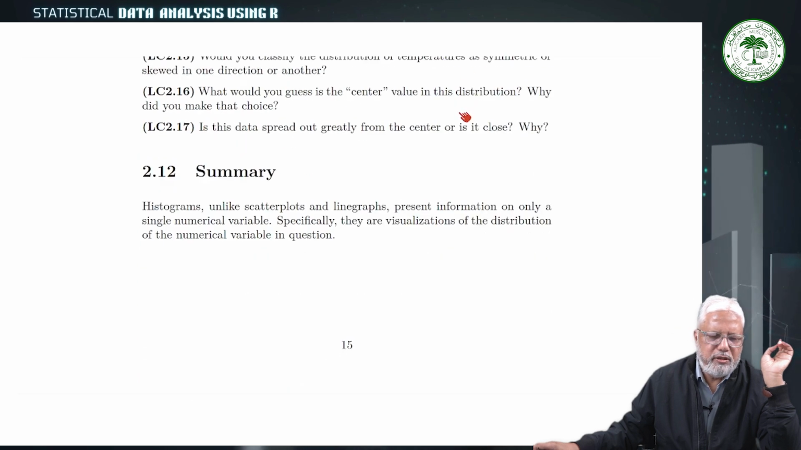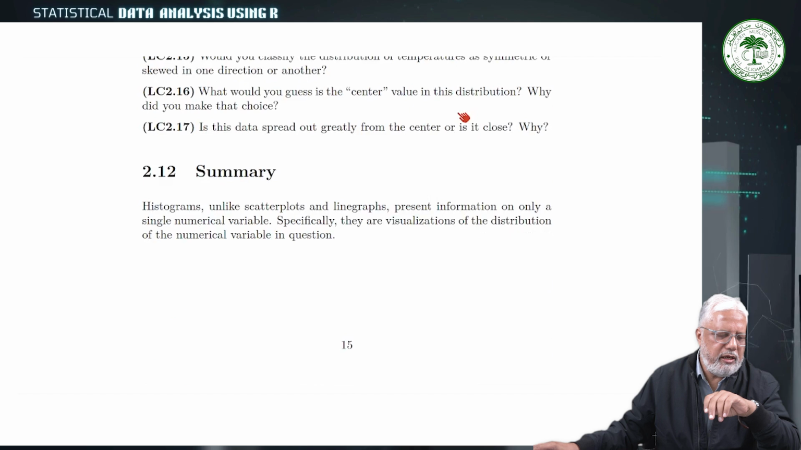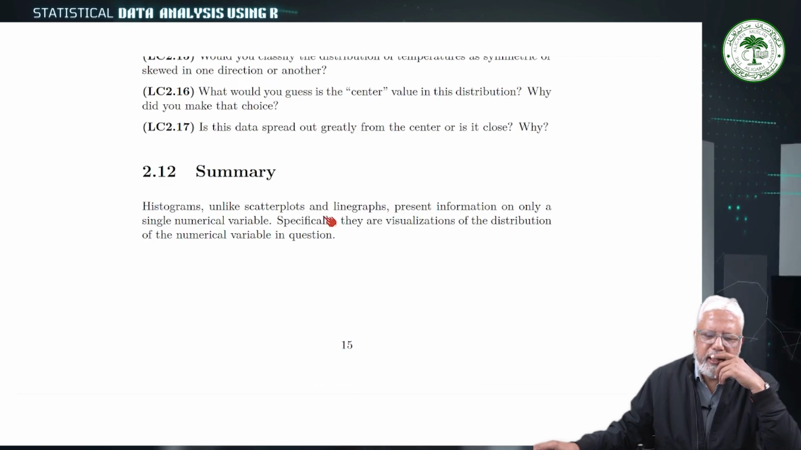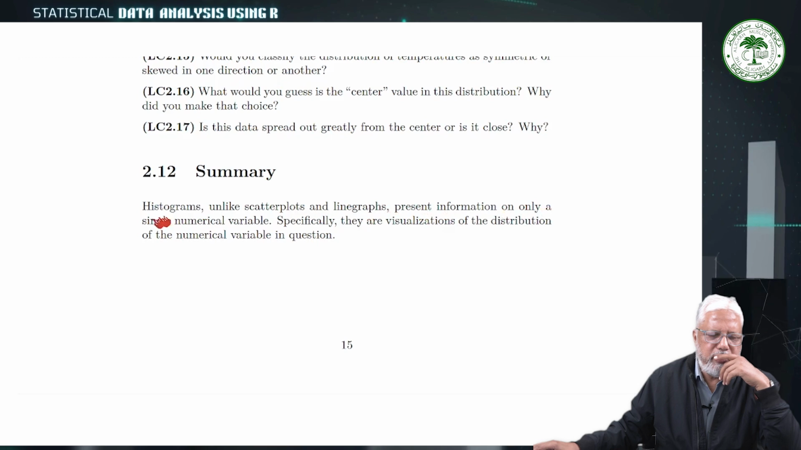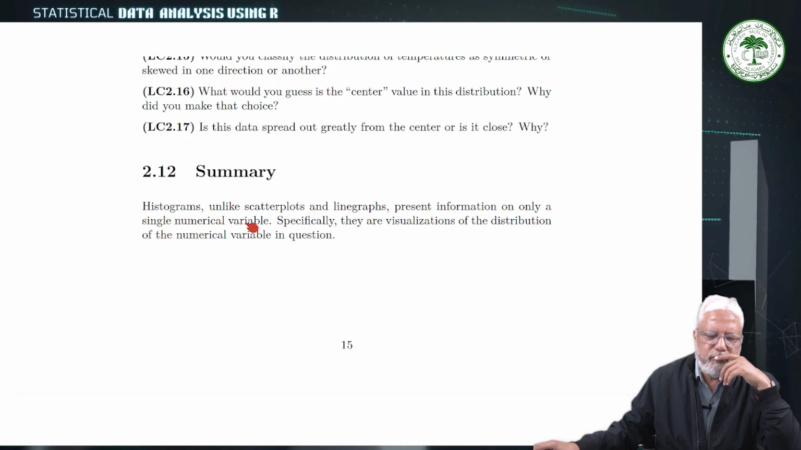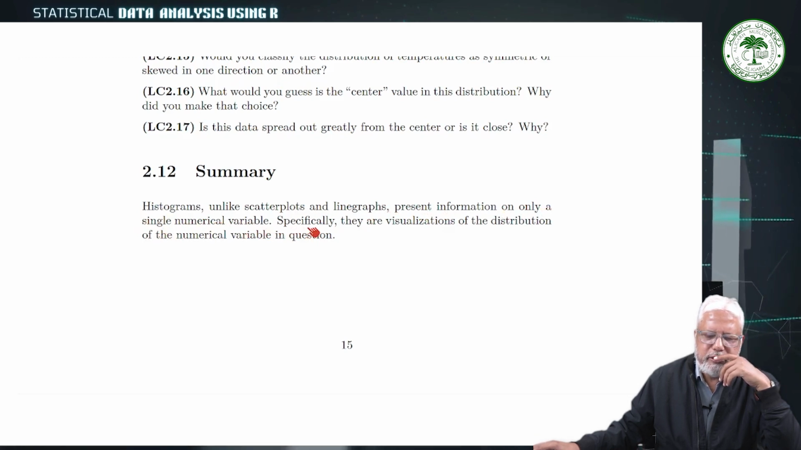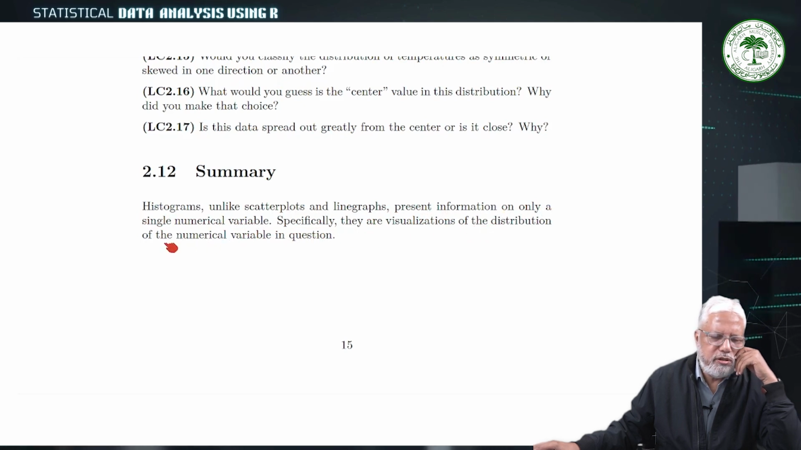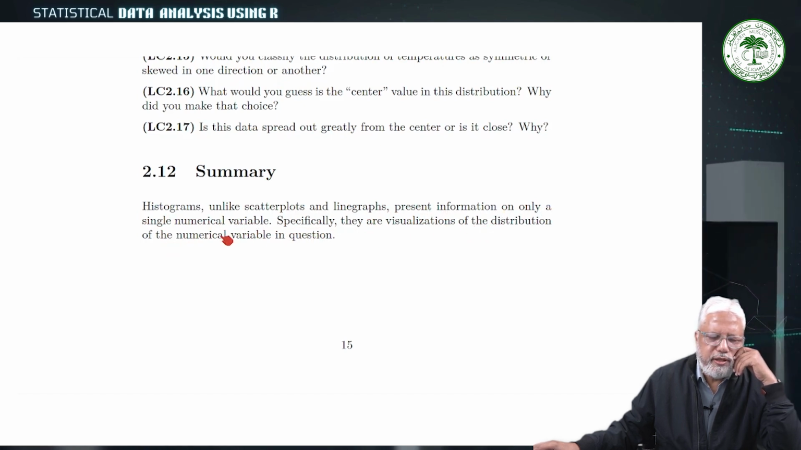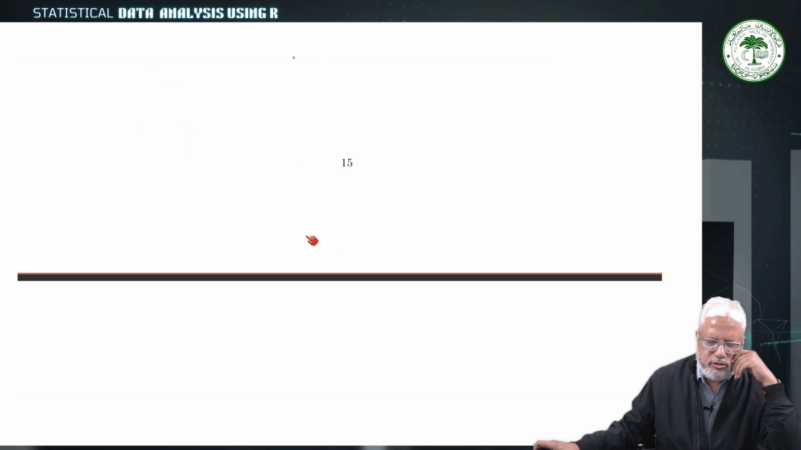So, summary: histograms, unlike scatter plots and line graphs, present information on only a single numerical variable. Specifically, they are visualizations of the distribution of the numerical variable in question.